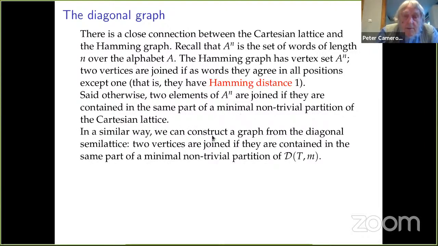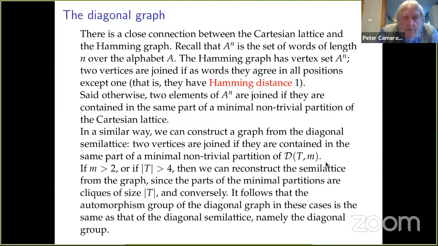Well, we could do the same with the diagonal semilattice. Take the diagonal semilattice, and join two vertices if they're contained in the same part of a minimal non-trivial partition of the diagonal semilattice. This gives us a nice graph called the diagonal graph. Except in very small cases, you can reconstruct the semilattice from the graph, and therefore the automorphism group of the diagonal graph will be the same as the automorphism group of the semilattice.